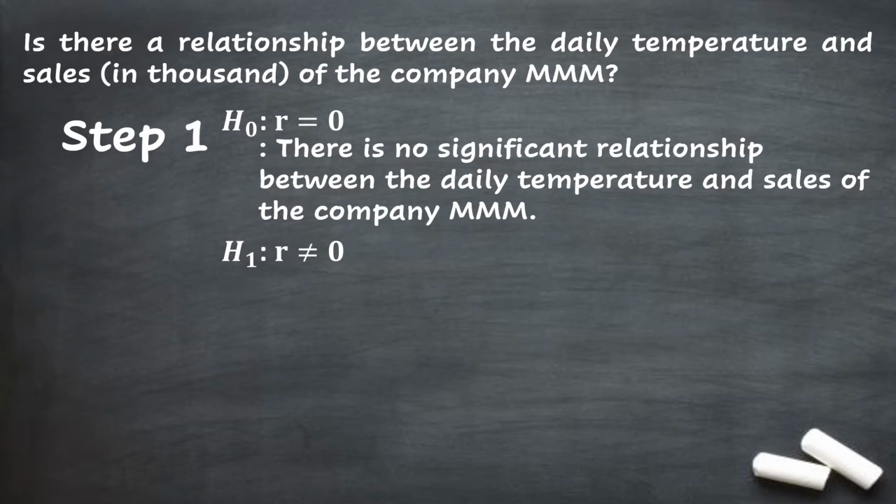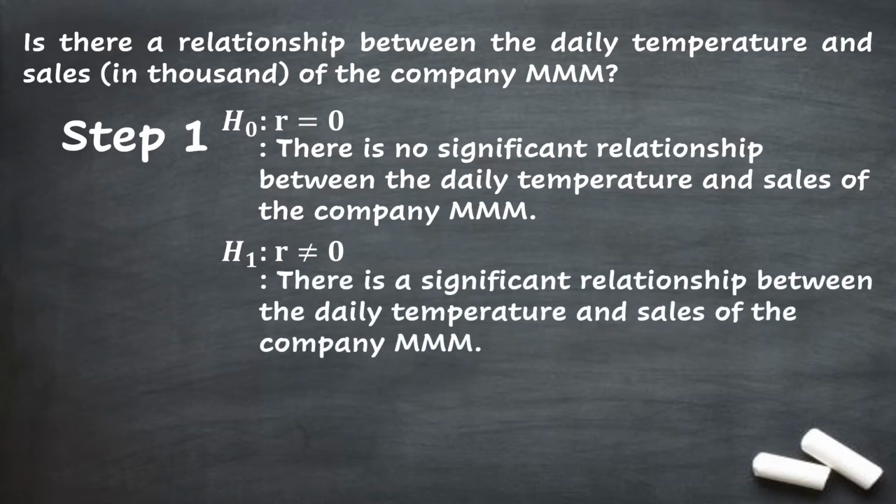This will always be the alternative hypothesis unless the degree of relationship is already stated in the problem. For example, is there a high relationship between the daily temperature and sales in thousand of the company MMM? If that is the case, then we have to use the greater than symbol. But if the degree of relationship is not stated in the word problem, then the alternative hypothesis will always be r is not equal to 0.